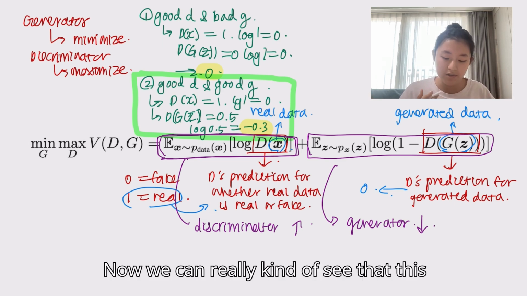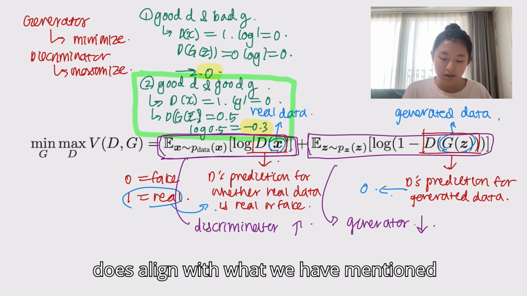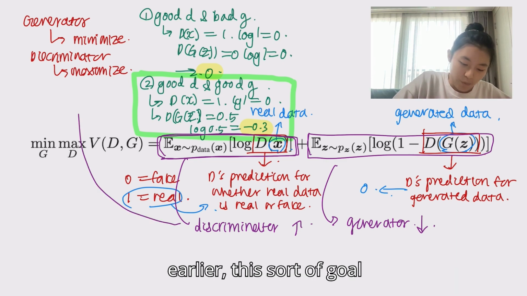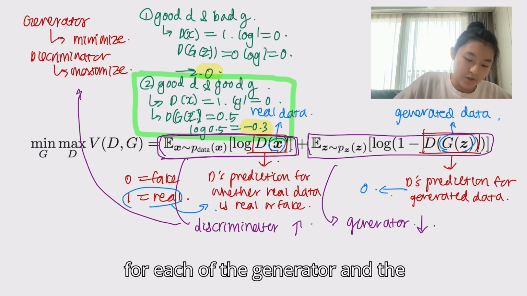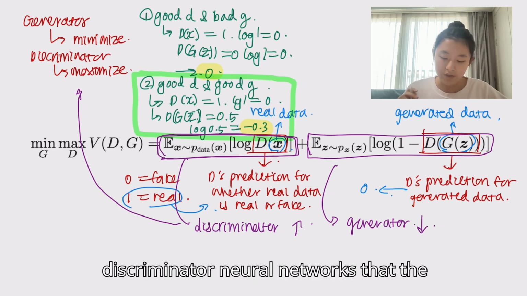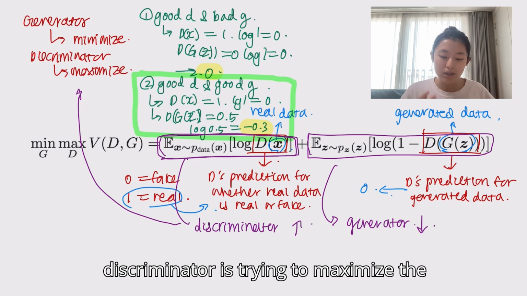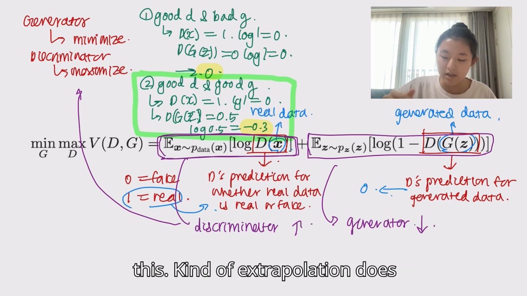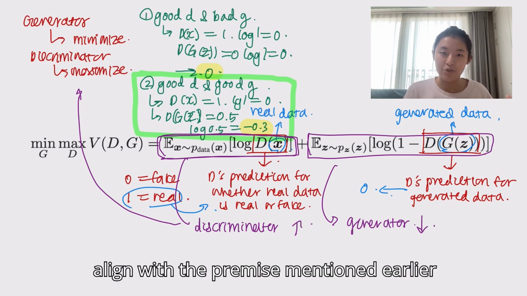Now, we can really see that this does align with what we have mentioned earlier. This goal for each of the generator and the discriminator neural networks, that the discriminator is trying to maximize the function, however, the generator is trying to minimize it. We can see that this extrapolation does align with the premise mentioned earlier on.